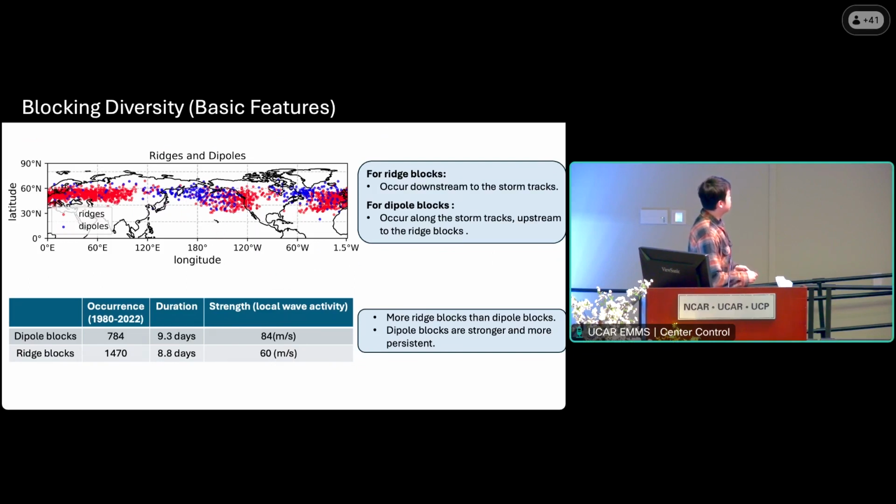And for some other features, you can see that the dipole blocks are less frequent than ridge blocks, but in duration and strength, dipole blocks are actually more persistent and stronger.